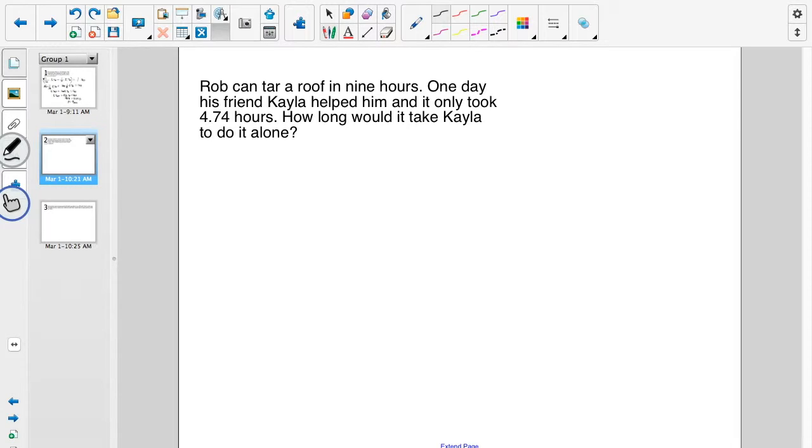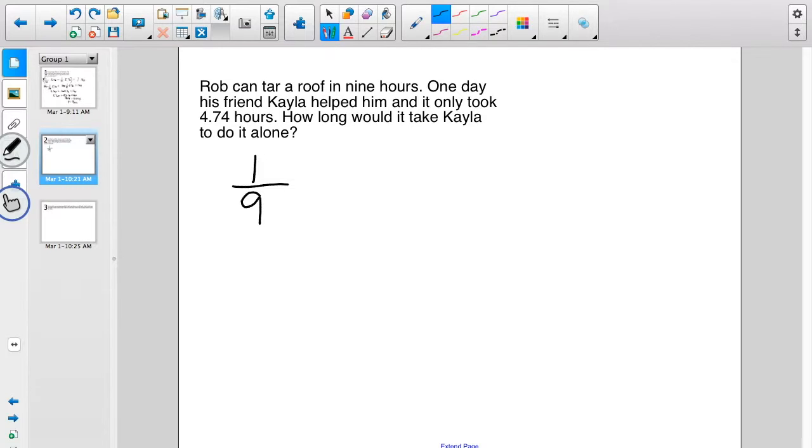So again, we're going to go ahead and set it up, and we have that Rob can do it in 9 hours. So it's 1/9 times the total, which is 4.74, plus Kayla's portion, which is going to be 1 over K for Kayla, times 4.74, and that equals the complete job, which is going to be 1.